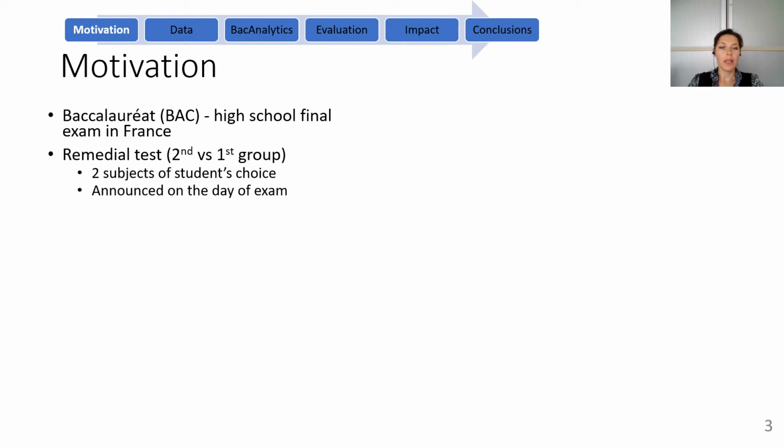Baccalaureate, or BAC, is a high school final examination in France. For those students who don't succeed to pass it from the first time or the first group examination, there is a chance to take a remedial test, also known as the second group examination. During the remedial test, students have oral exams in two subjects of their choice, and they announce their choices on the day of the remedial test.